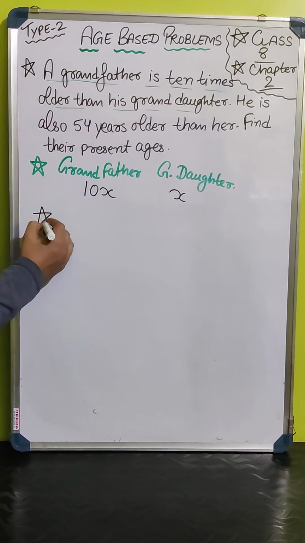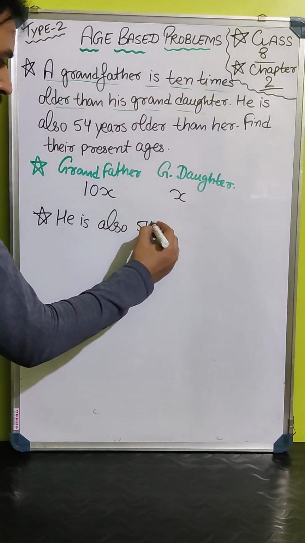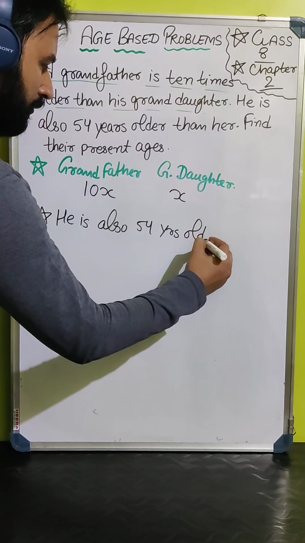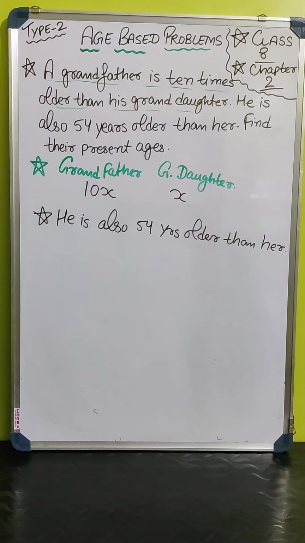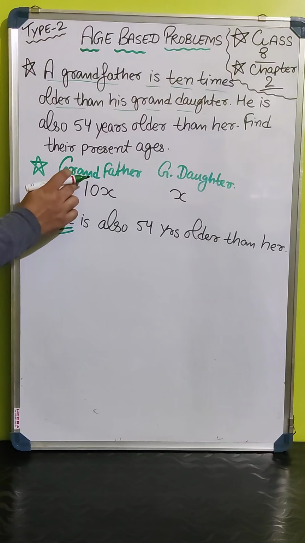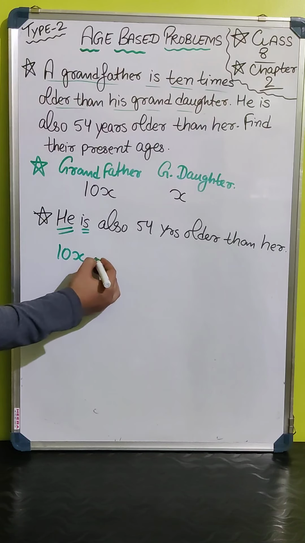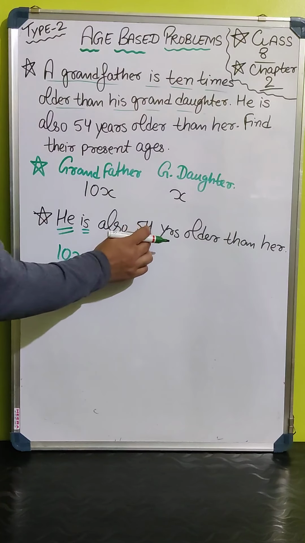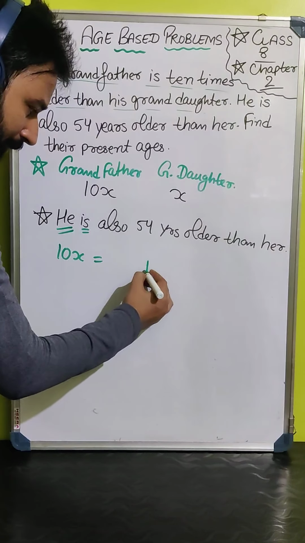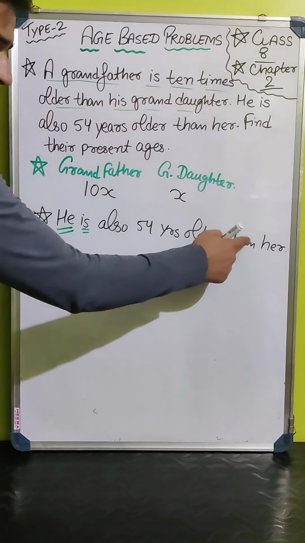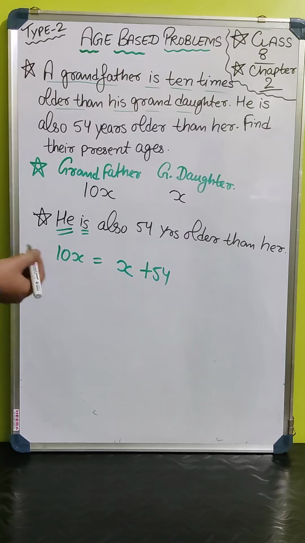I am writing the line. He is also 54 years older than her. What is the meaning here? He is used for the grandfather, means the grandfather's age is 10x. Is means equal. Also 54 years older, older means bigger, more. 54 years means plus 54. Older than her, her means the granddaughter, that is x only.